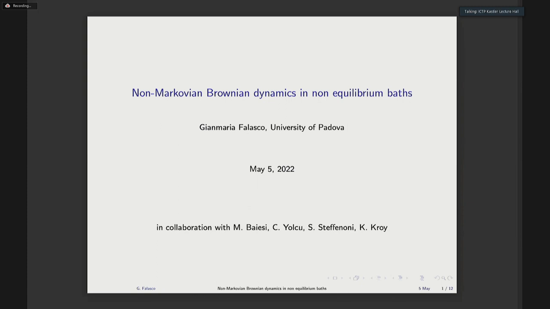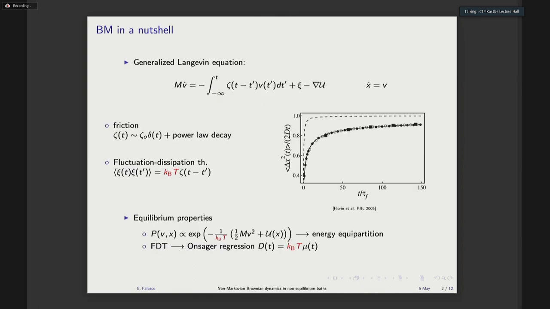This is joint work that has been going on for a few years with Marco Baiesi and Klaus Kroy, when I was back in Leipzig, and other collaborators. I'm going to touch on things that we heard today already, for example long time tails, and I want to start from normal Brownian motion, the one that we are used to talking about using simple Langevin equations.